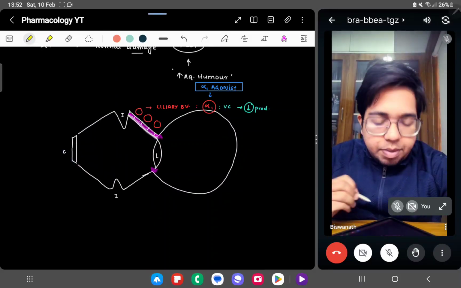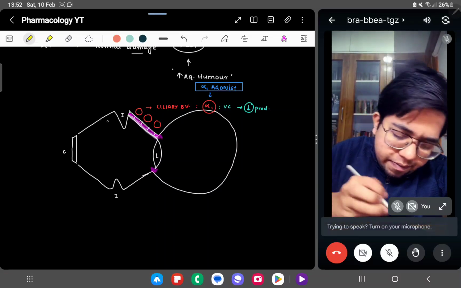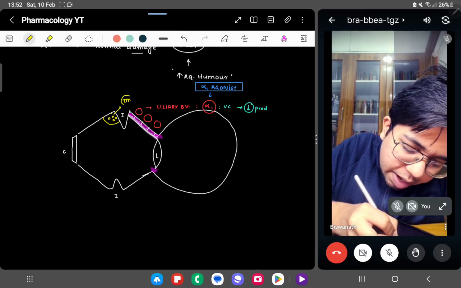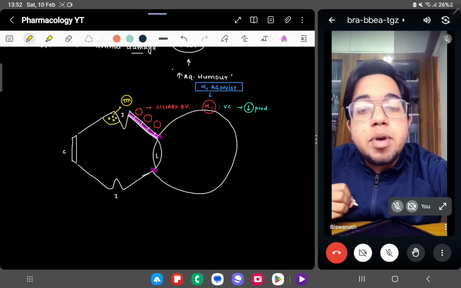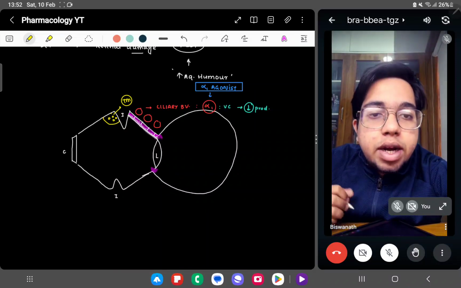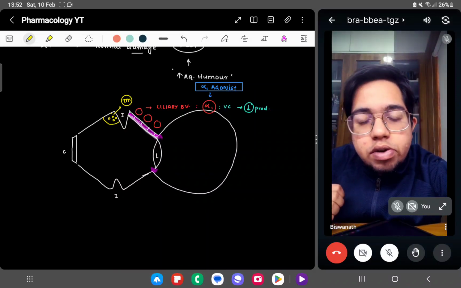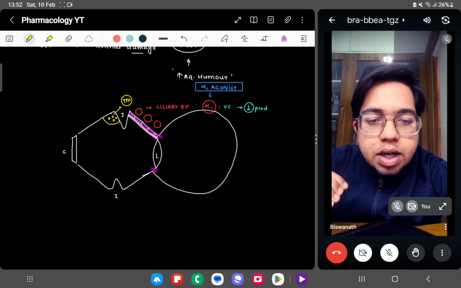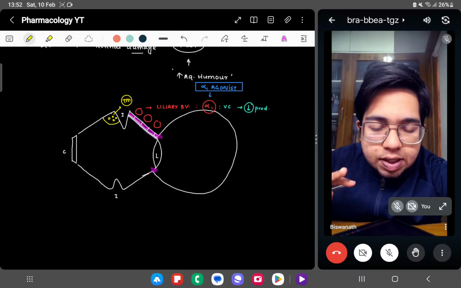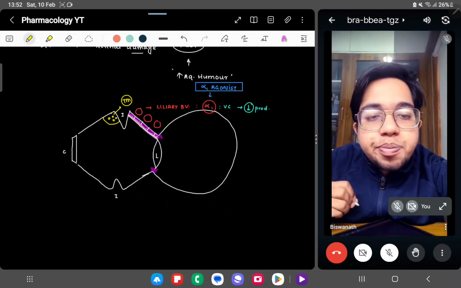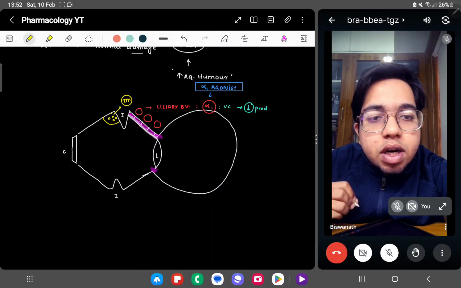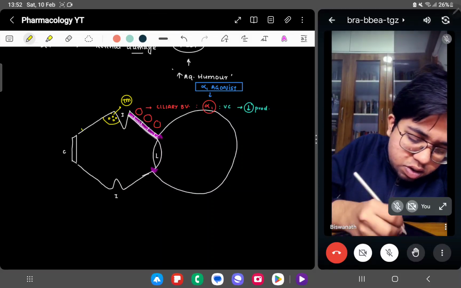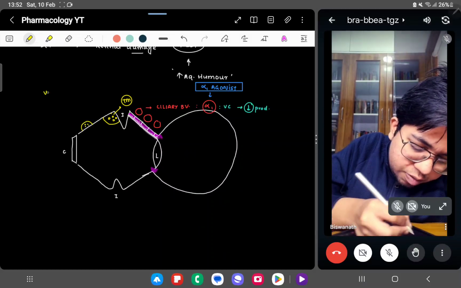Let's talk about some other things. So here we have a trabecular meshwork, TM. I'm writing TM, and this TM is trabecular meshwork. This is helpful in draining your aqueous humor. The aqueous humor, when it is produced by the ciliary epithelium, is drained in two routes. One is the trabecular network, and then we have something called the uveoscleral outflow. You must have known about uvea.